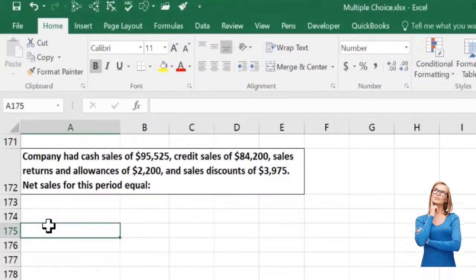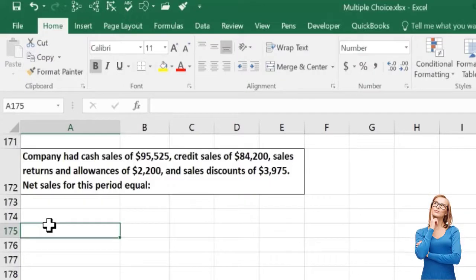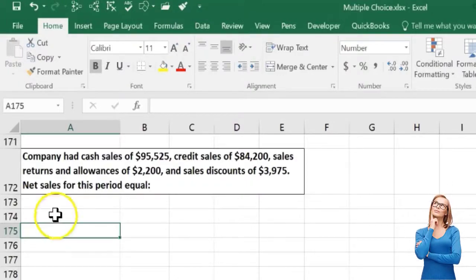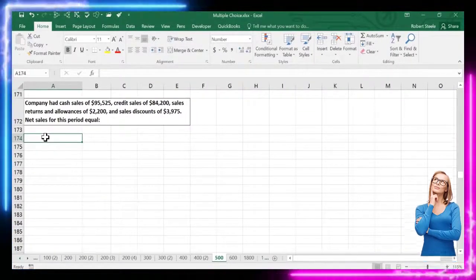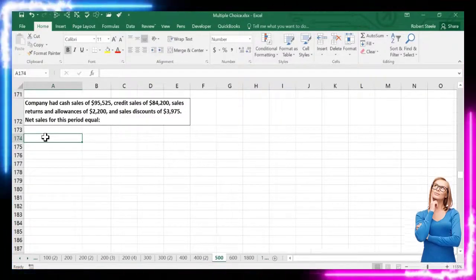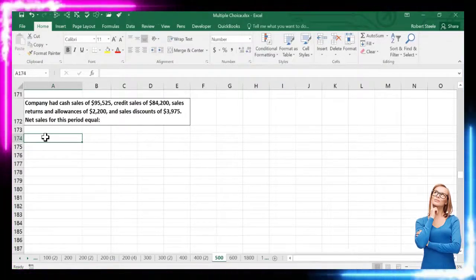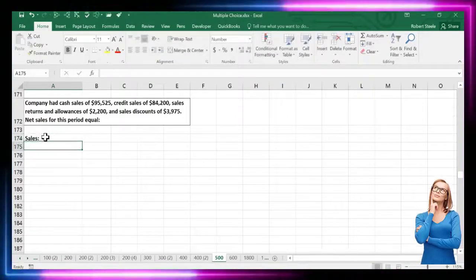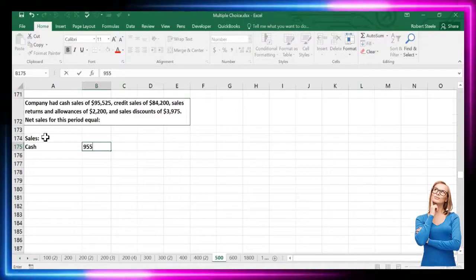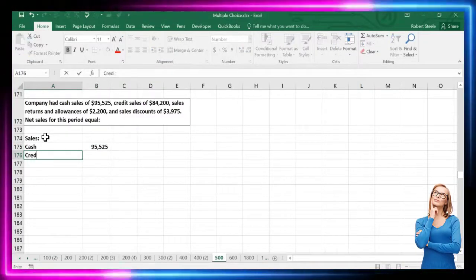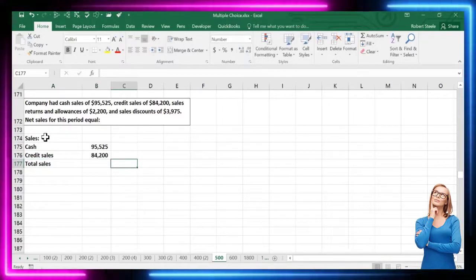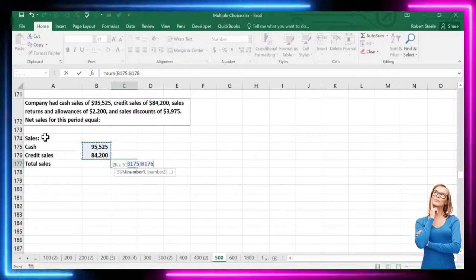Next one, company had cash sales of $95,525, credit sales of $84,200, sales returns and allowances of $2,200, and sales discounts of $3,975. Net sales for the period would be what? So it's important here not to confuse net sales and net income. Net sales, remember, is basically the sales minus the contra sales accounts, which include sales returns and allowances and discounts. They gave us two sales numbers, so we can subcategorize that: cash sales, which is part of sales, of $95,525, and credit sales of $84,200. Sales is the sum of the cash plus the credit sales. So that's our sales amount.